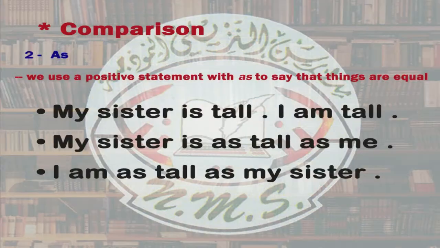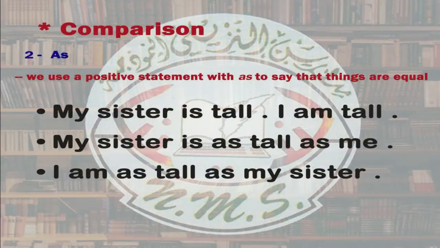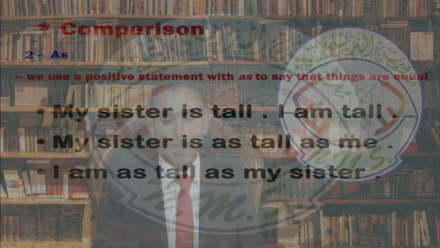For example, my sister is tall. I am tall. Look here, my dears. We are the same, me and my sister. So we say, my sister is as tall as me. Or, I am as tall as my sister.